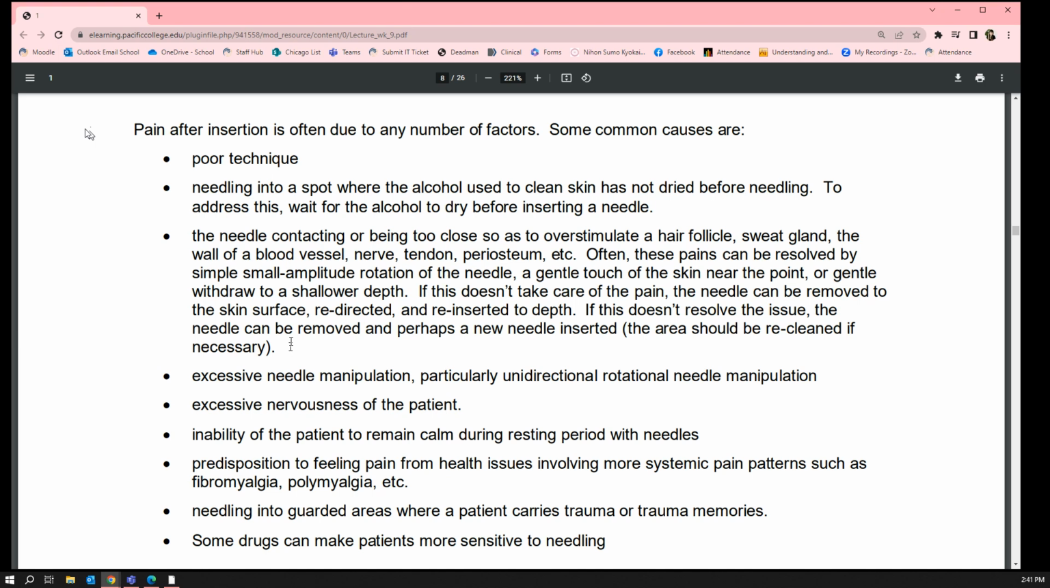Excessive needle manipulation, particularly unidirectional rotational needle manipulation. What this essentially is, this unidirectional rotational manipulation, is screwing in the needle. You are continuously going in rotation and only going in one direction. You can create a tissue whirl at depth. You'll actually have little bits of the muscle fibers grab onto the needle. And as you are spinning that needle, it's getting more and more wrapped up onto that needle, which makes it painful, and it can actually make it very difficult to withdraw the needle as well.